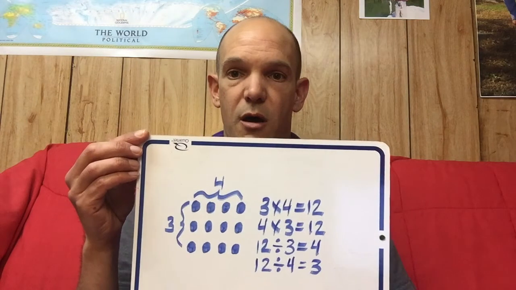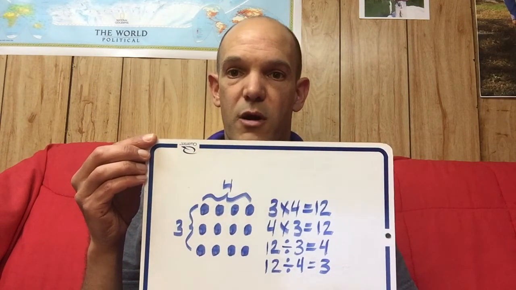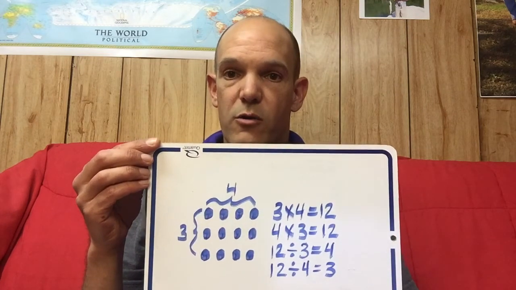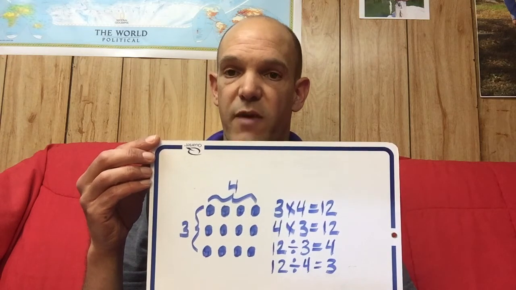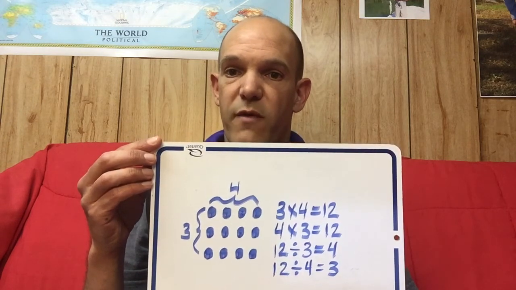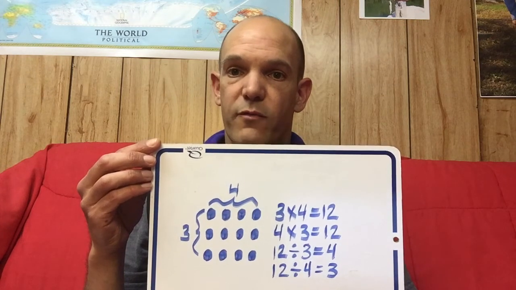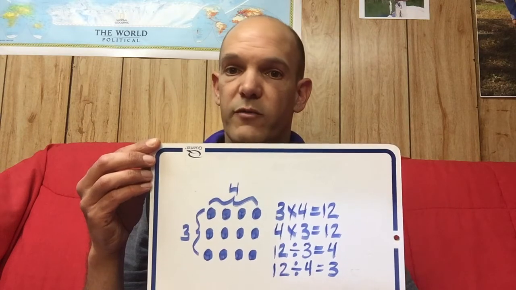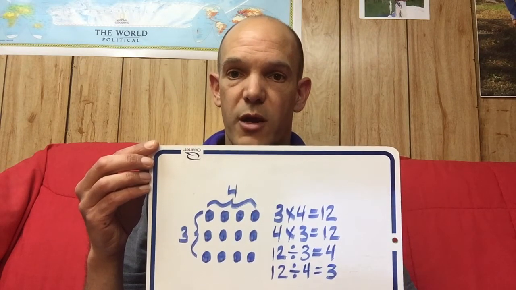So here is an example I have. I made 3 rows, and there are 4 objects, in this case circles, that are in each of the rows. And then what you're going to do is write the 2 multiplication facts and the 2 division facts that go along with that array. In this case, 3 times 4 equals 12, 4 times 3 equals 12, and then you start with the big number. 12 divided by 3 equals 4, and 12 divided by 4 equals 3.